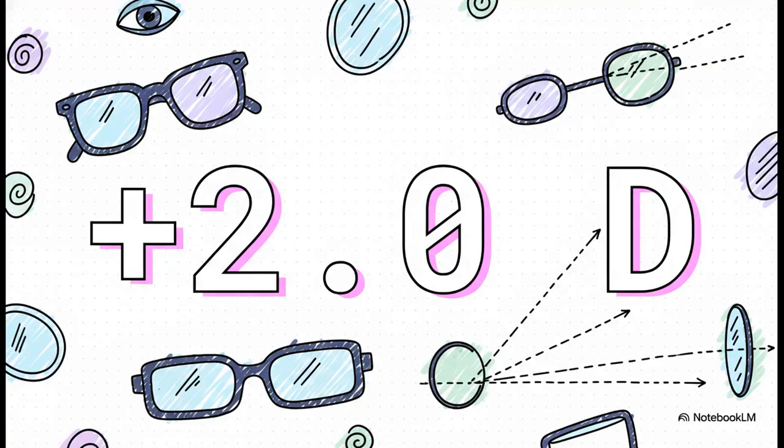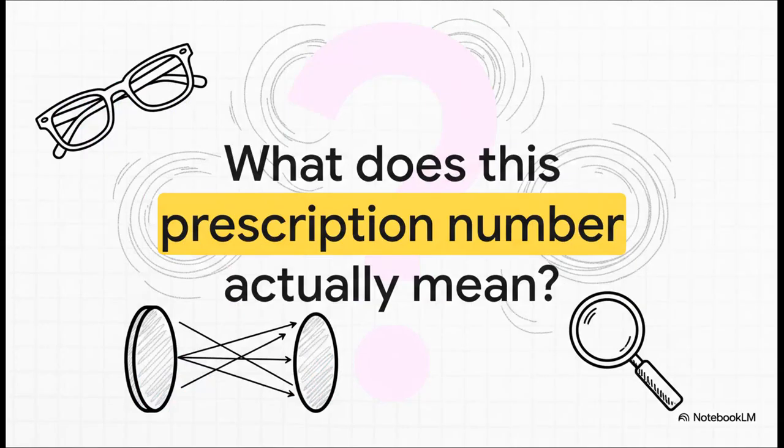Does this look familiar? I'm willing to bet you've seen a number just like this on an eyeglass prescription, a number that has a huge impact on how someone sees the world around them. But what is it really telling us? What is that plus 2.0 and that kind of mysterious letter D actually describing about that piece of plastic or glass that you put in front of your eyes?